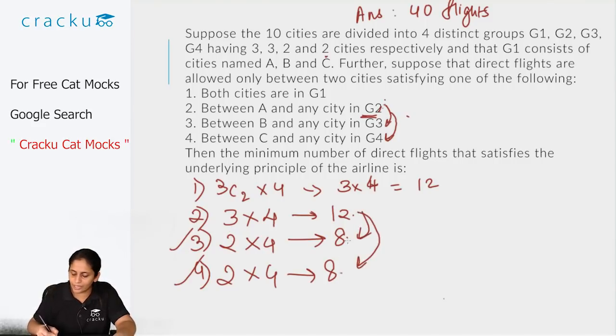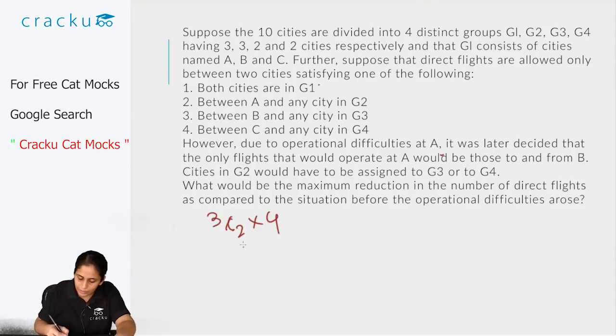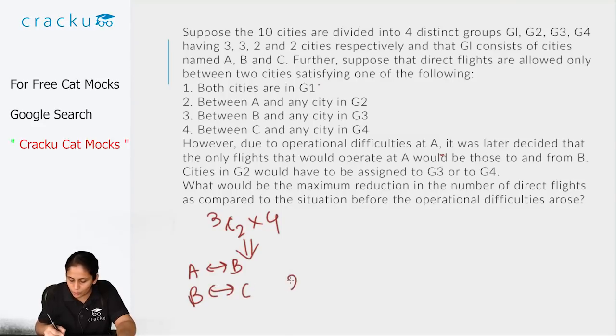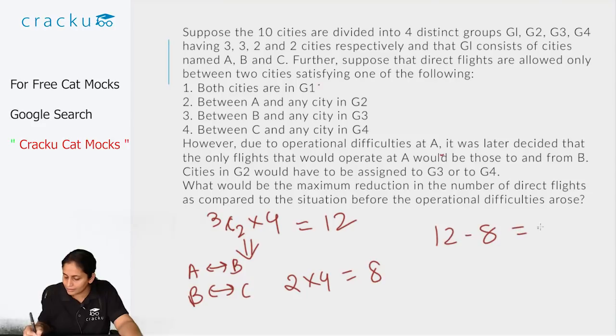So essentially the 8 plus 8 plus 12 will remain unchanged. The only thing that will change is this 3C2 into 4. So instead of 3C2 into 4, now you would lose the connection between A and C. So only 2 connections will exist, between A and B, and B and C. So now this will be essentially 2 connections into 4, that is 8. Earlier it was 3C2 into 4, that is 12. So the change would be 12 minus 8, that is 4.